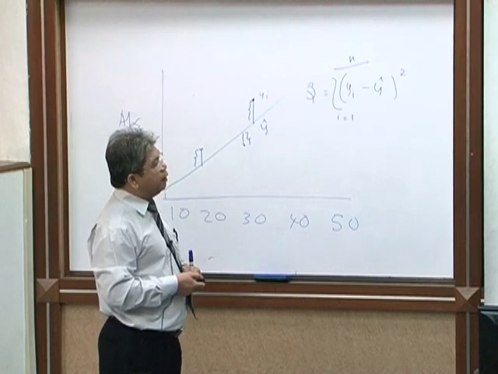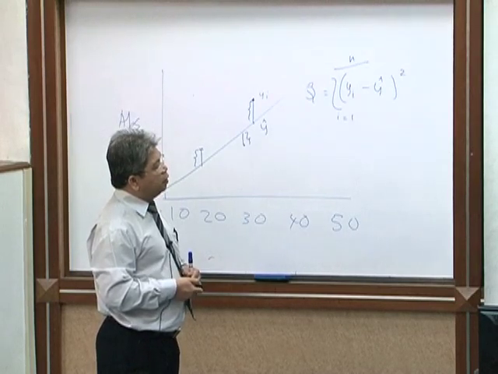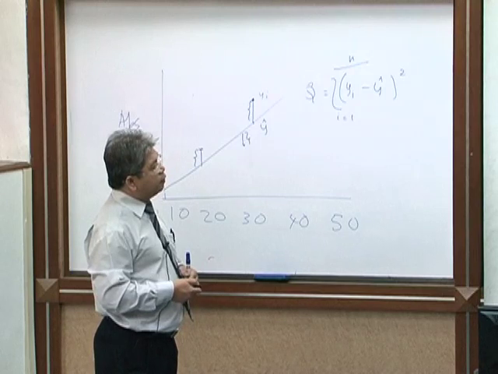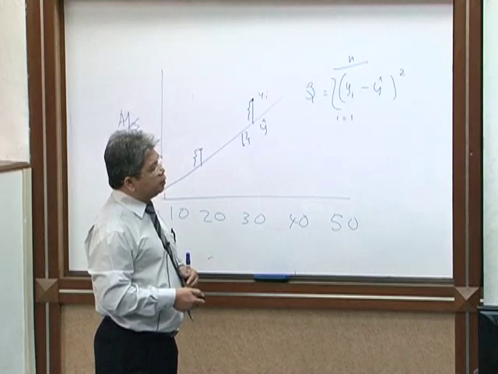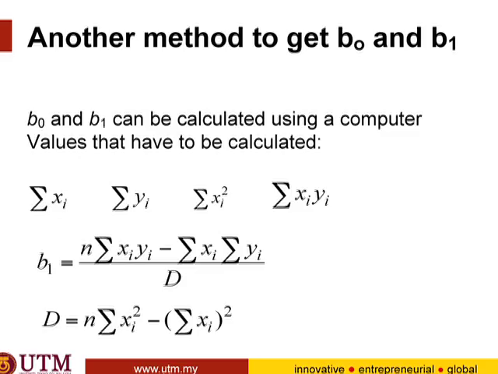We can simplify the equation to be like this. We sum up the xi values, sum up the y, sum up the x squared, sum up the x times y, and you get B1 from this equation and B0 from this. Let's take a look at an example.